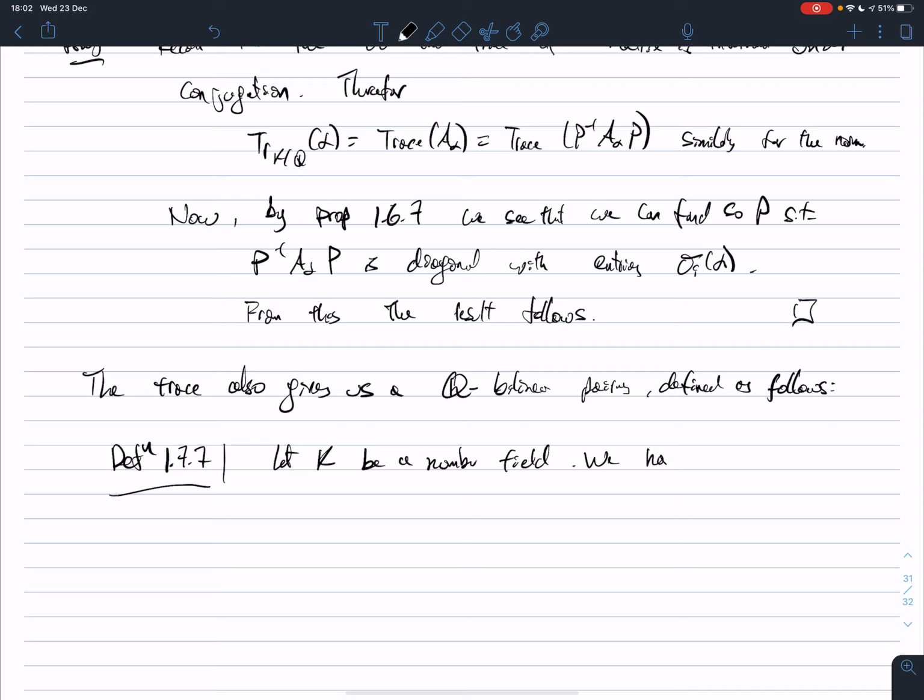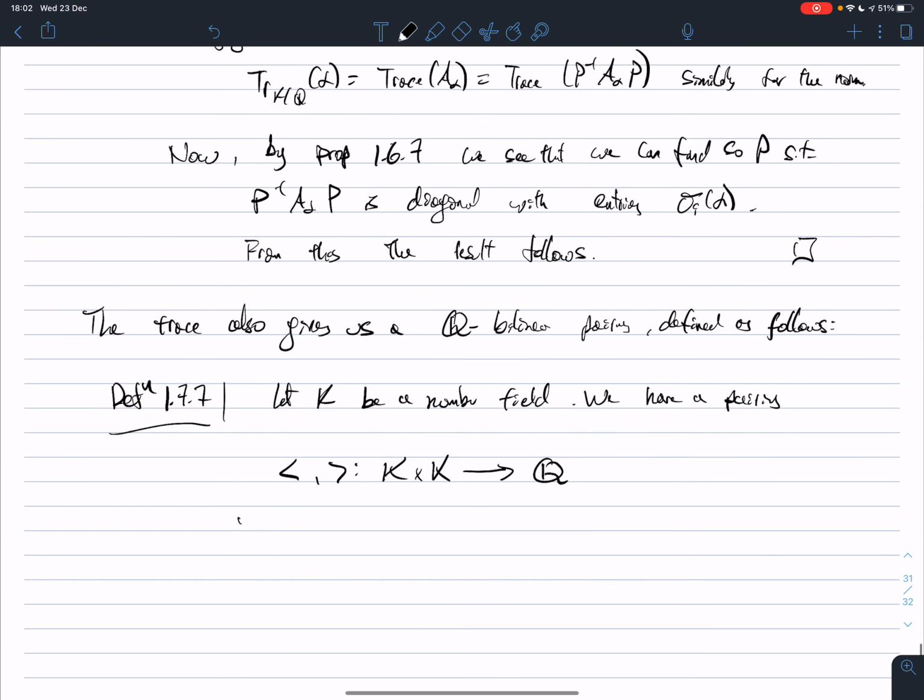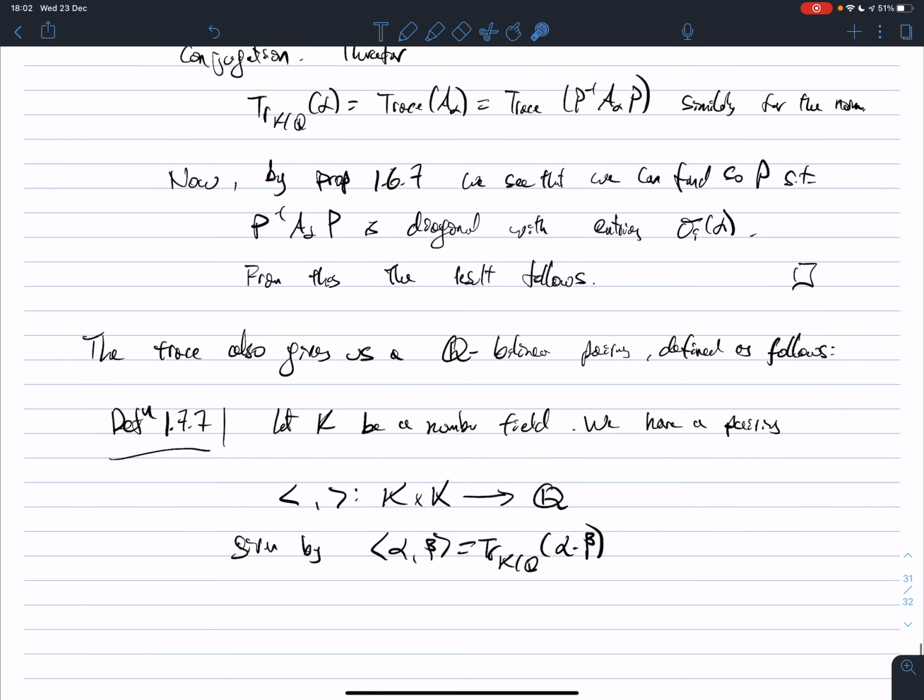So we have a pairing. I'm going to denote it like this. It's going to go from K cross K, the Cartesian product of K with K, to the rational numbers, defined as follows. If I take alpha and beta, this is the same as the trace K over Q of alpha times beta.